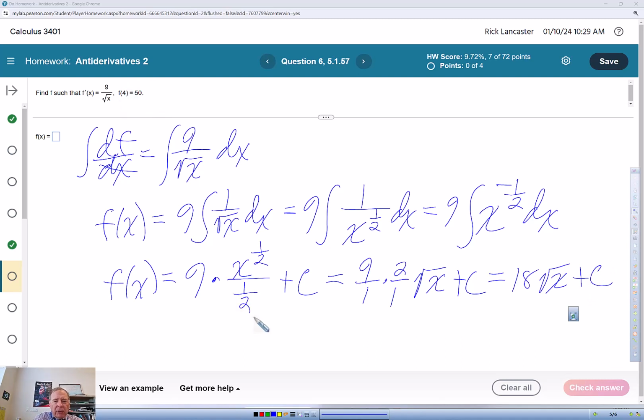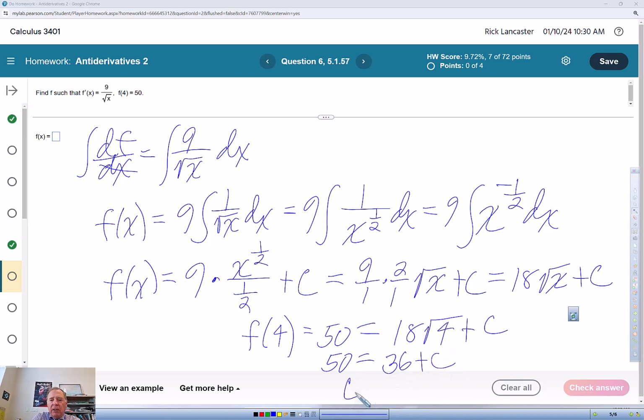So from our initial condition, we know that f at x equals 4 is 50. And that's going to be equal to 18 times the square root of 4 plus c. So now I've got a little equation with just one variable in it, c. So 50, square root of 4 is 2, 2 times 18 is 36, plus c. So we can get c equals 14. So my entire f of x function is 18 times the square root of x plus 14.